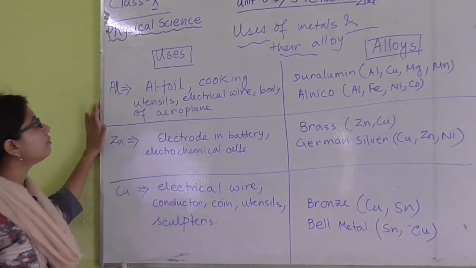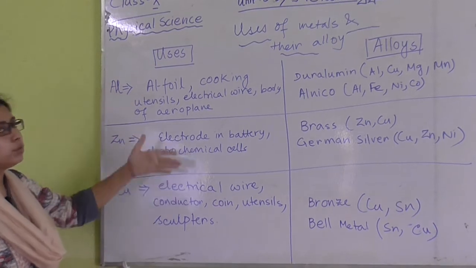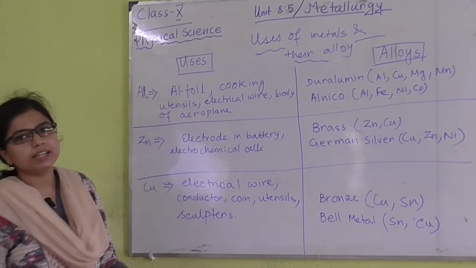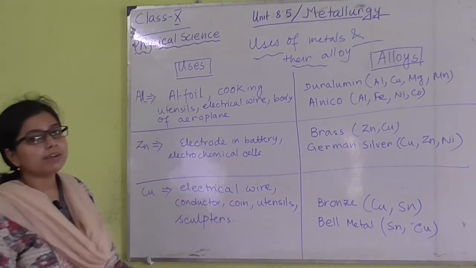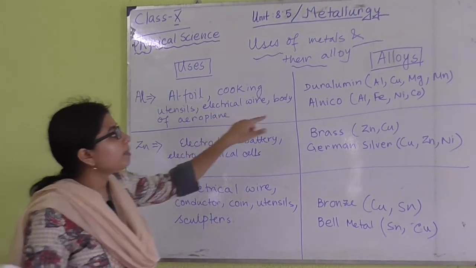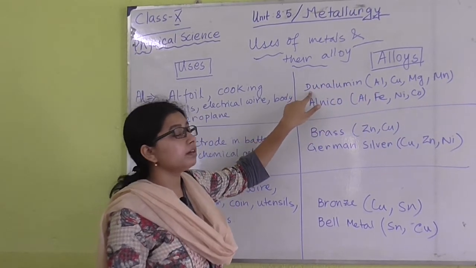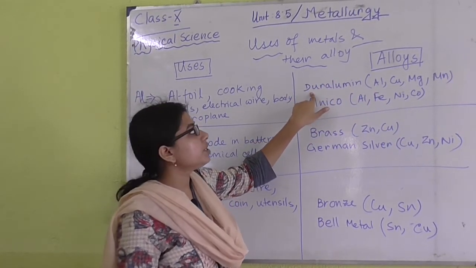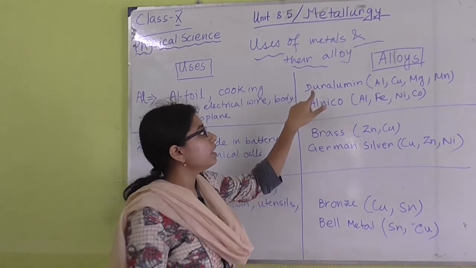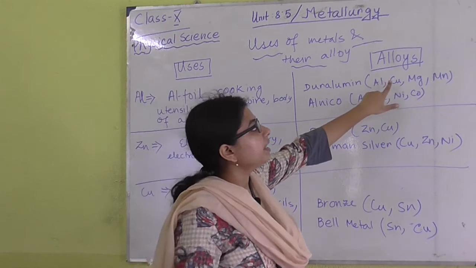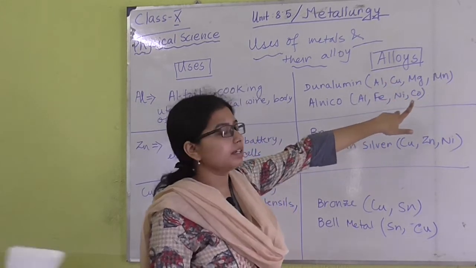Okay. So from aluminium we can make aluminium foil, cooking utensils, electrical wire, the body of aeroplane, and by using aluminium we can make an alloy which is known as duralumin. Okay. So within duralumin, apart from aluminium, there are copper, magnesium and manganese.